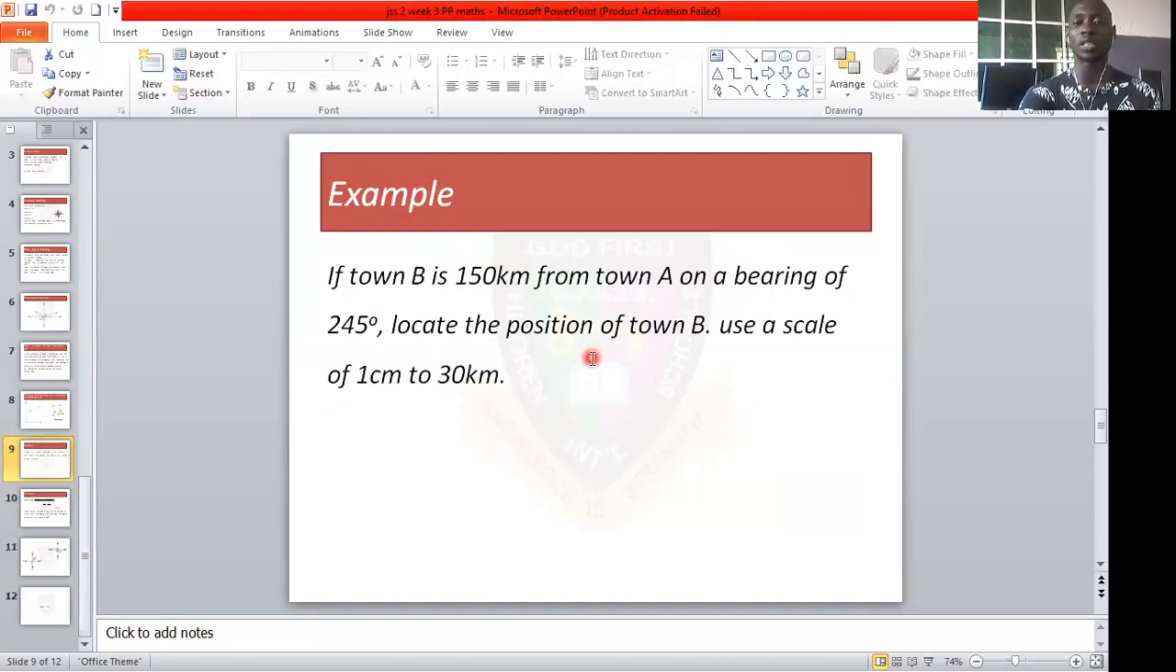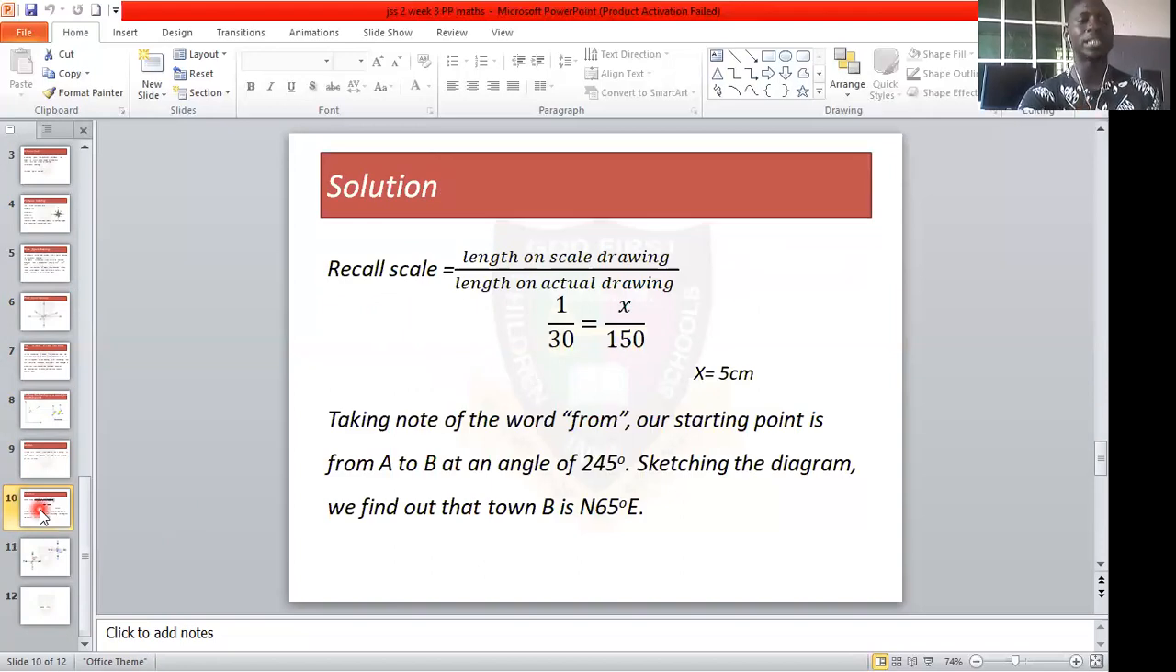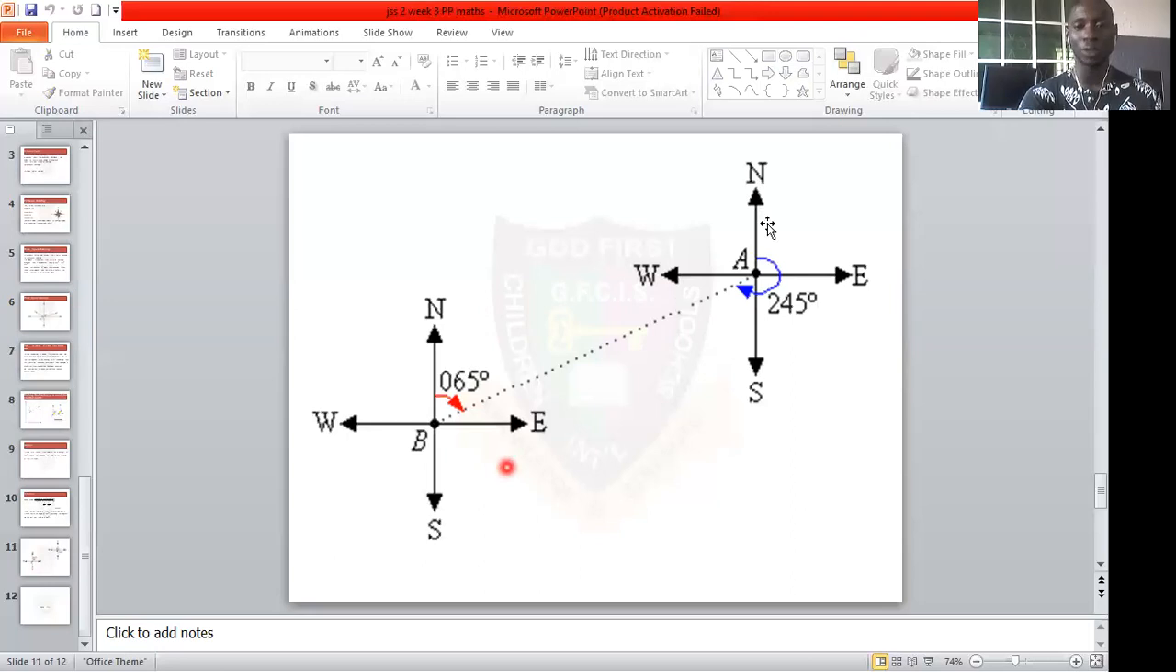The questioner says, locate the position of town B using the scale of 1 centimeter to 30 kilometers. We already found our scale here, and we've gotten our answer to be 65 degrees northeast. Just to show you how we got that, look at it here now. So if it's 245 degrees.